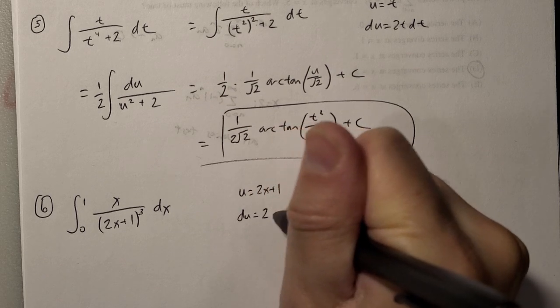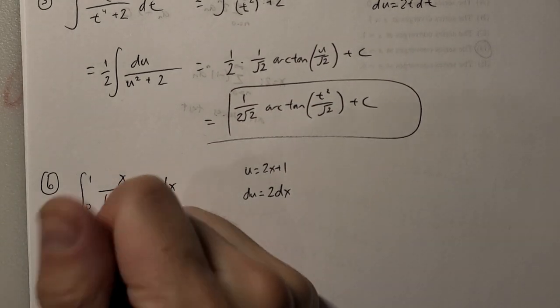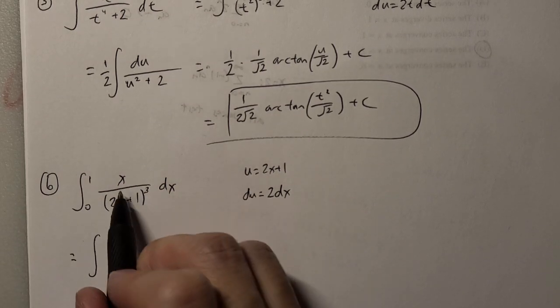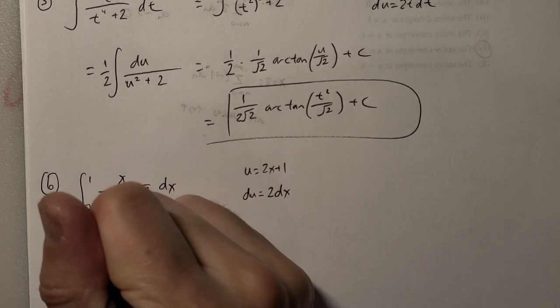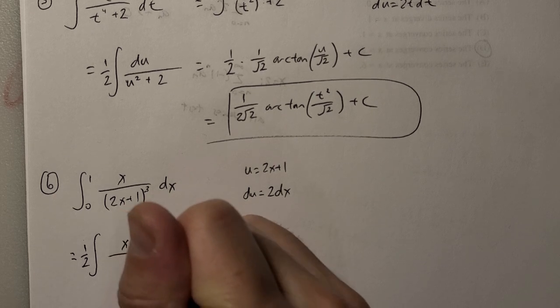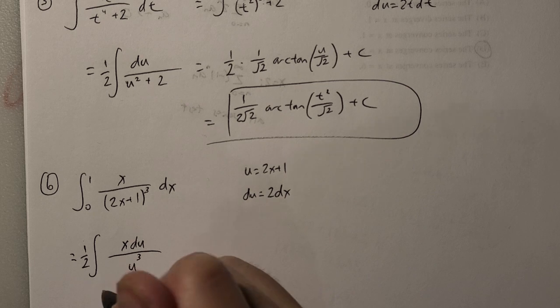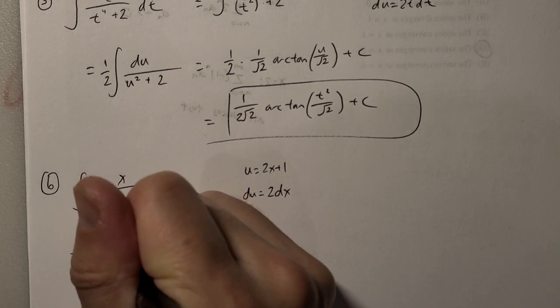du would be 2 dx. Okay, no questions about that, hopefully. That's just substitution. When we substitute, let me worry about our limits afterward. We still have an x, so let's leave that alone first. dx is du over 2, so we get half du over u cubed. Limits of integration: when x is 0, u is 1. When x is 1, u is 2 plus 1, which is 3.